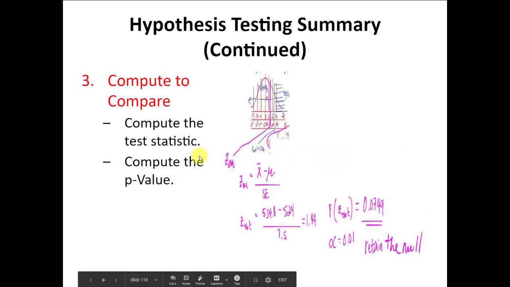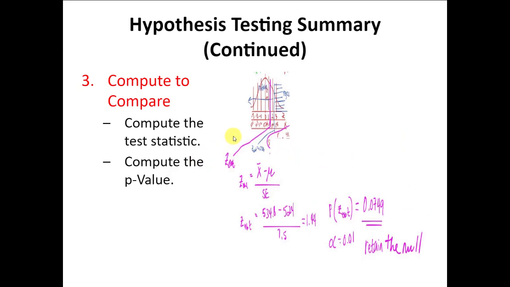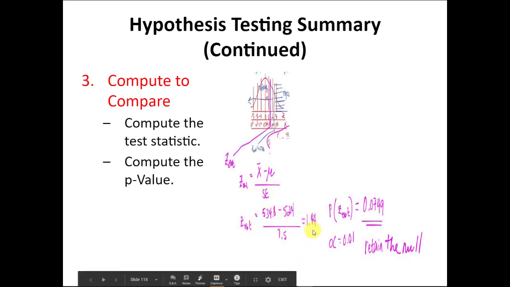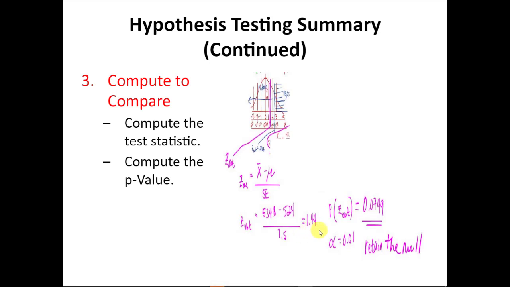In this next section, we decided to go ahead and start computing everything out. To calculate our Z obtained, we subtracted our population mean from our sample mean, and then we divided that by the standard error. Once we plugged in all the numbers, we found that our Z obtained was 1.44. This falls in the area of retention. So the Z obtained fell in the area of retention.